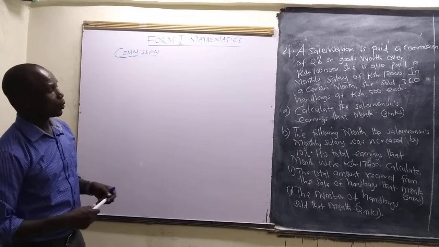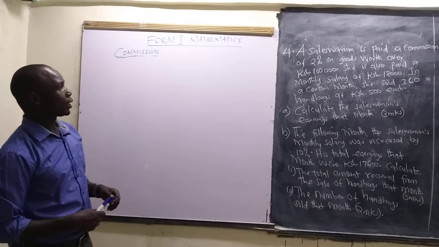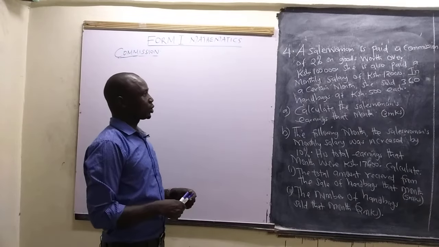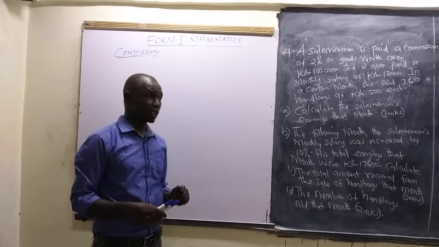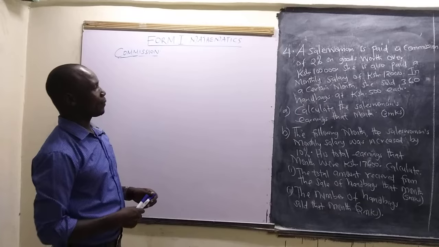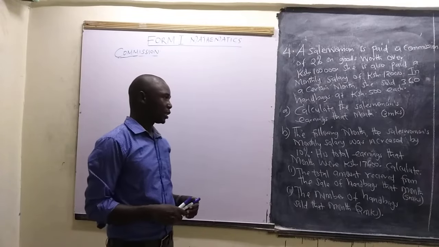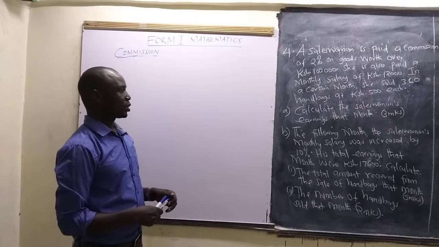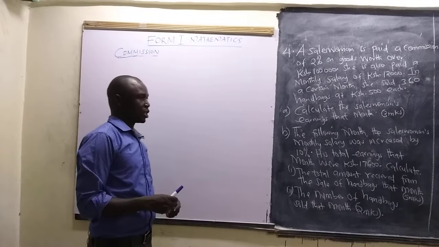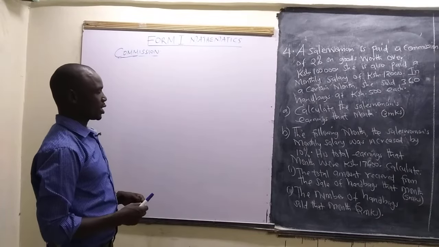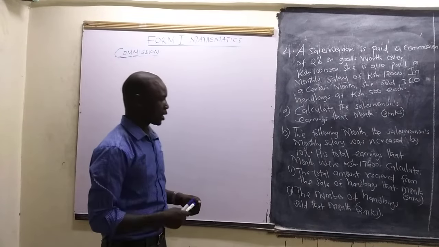Going to our question number 4, which is going to be our last question under this topic. A saleswoman is paid a commission of 2% on goods worth over 100,000. She is also paid a monthly salary of Kenya shillings 12,000. In a certain month, she sold 360 handbags, each at 500 Kenya shillings. The first part of the question is to calculate the saleswoman's earnings that month.